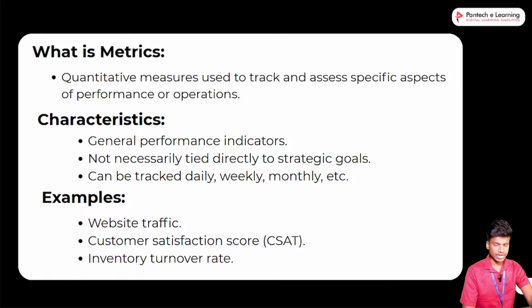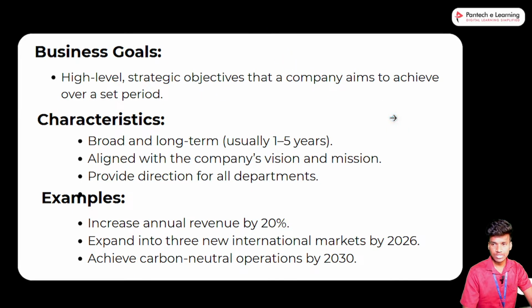So this is the metrics. Now we are moving on to the next one, that is business goals. So generally, what is a business goal? I already told that based on our convenient ways we can fix a particular goal, the target. Month wise, 6 months wise, year wise or day wise, we can fix it as convenient. Business goals means high level strategic objectives that a company aims to achieve over a set period. Based on our set period, we can sort out how to achieve these goals.